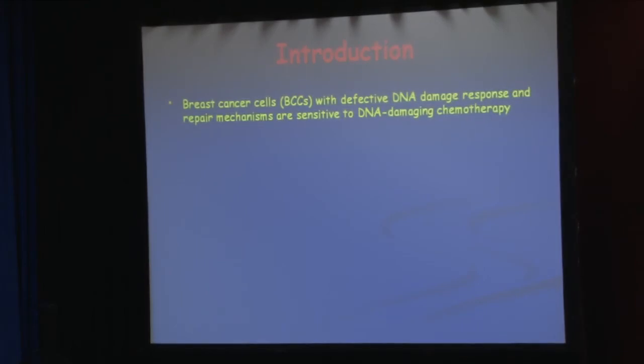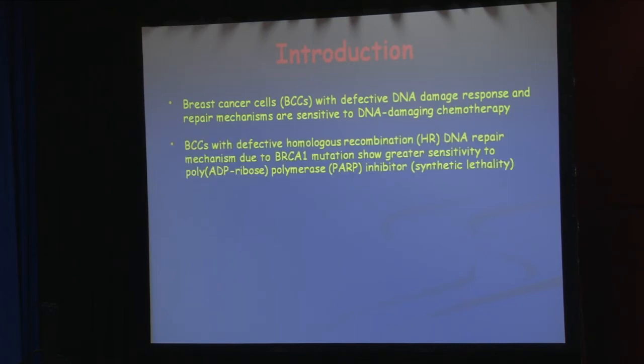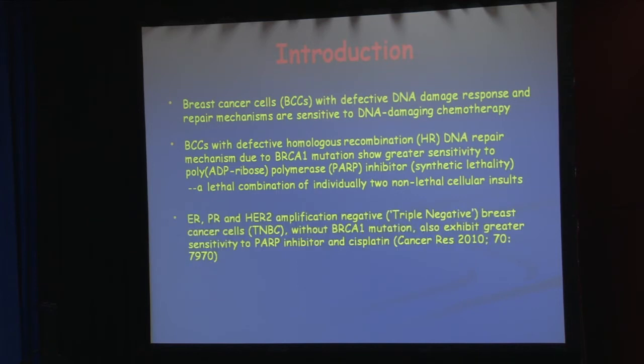It is also well established that breast cancer cells with defective DNA damage response and repair mechanisms are sensitive to DNA damaging chemotherapy, which has been the basis of all our treatments for a long time. Breast cancer cells with defective homologous recombination (HR) DNA repair mechanism due to BRCA1 mutation show greater sensitivity to poly-ADP ribose polymerase (PARP) inhibitor, which constitutes synthetic lethality, a lethal combination of individually two non-lethal cellular insults.